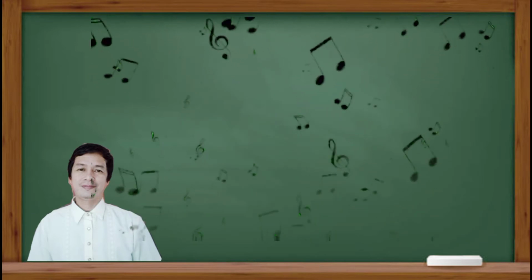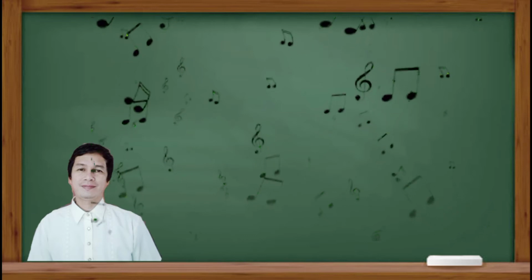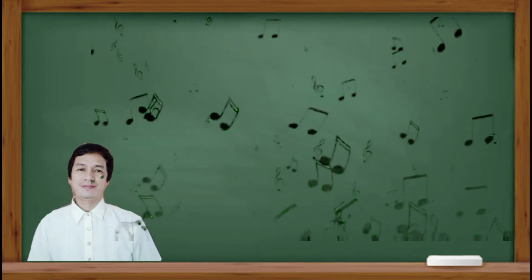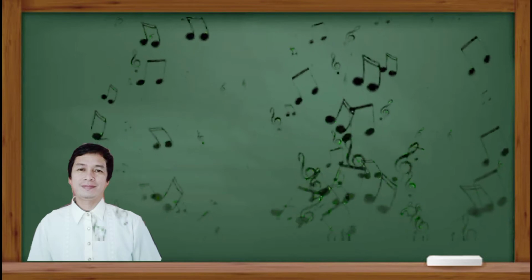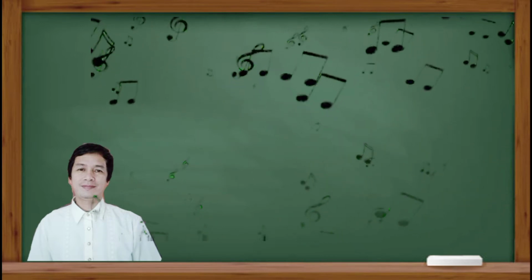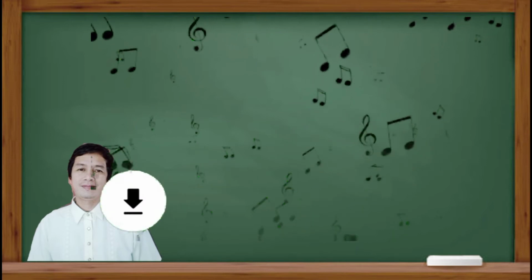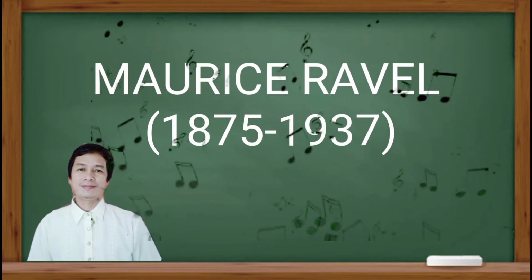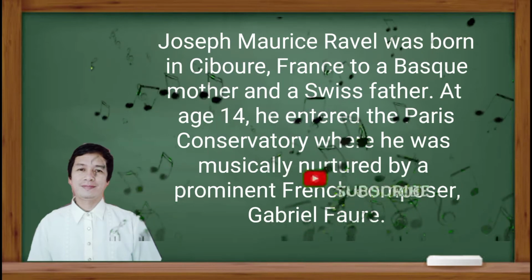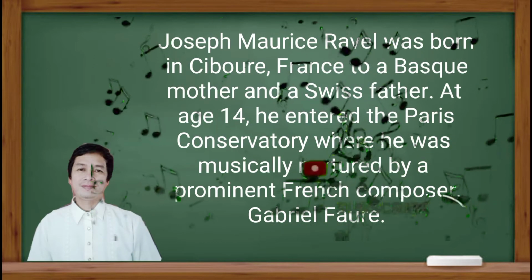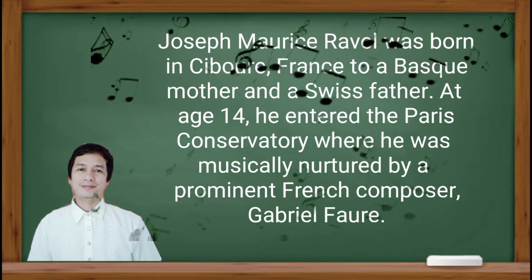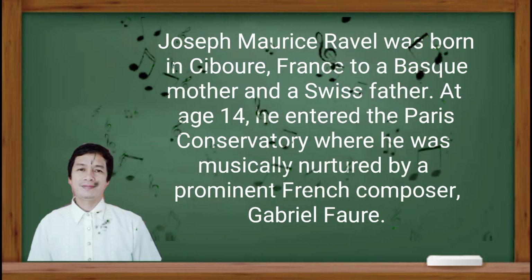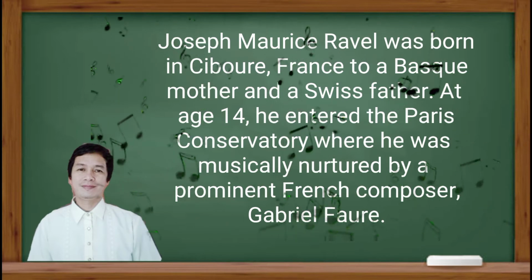The compositional style of Ravel is mainly characterized by its distinctively innovative but not atonal style, music that is written in a way that is not based on any particular key of harmonic treatment. His works as defined: Maurice Ravel, 1875 to 1937. Joseph Maurice Ravel was born in Ciboure, France, to a Basque mother and a Swiss father. At age 14, he entered the Paris Conservatory, where he was musically nurtured by a prominent French composer, Gabriel Fauré.